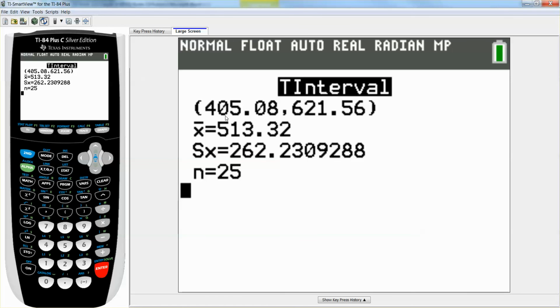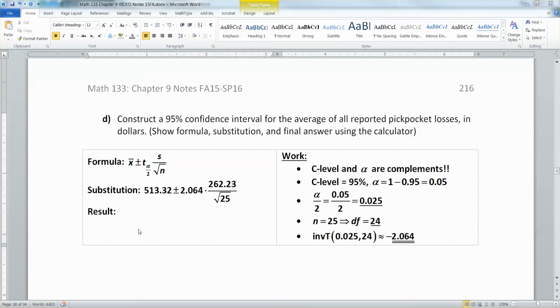Oh, and isn't that convenient? It actually finds X bar, S, and N for me. Right, so if I hadn't run one variable stats for part A, it would have found them for me anyway. Nice, handy. So that gives me 405.08 and 621.56 as my result. And you're done, right? It's that simple.